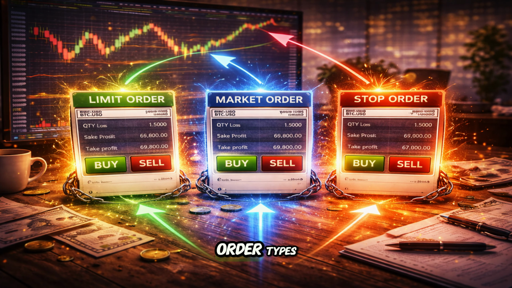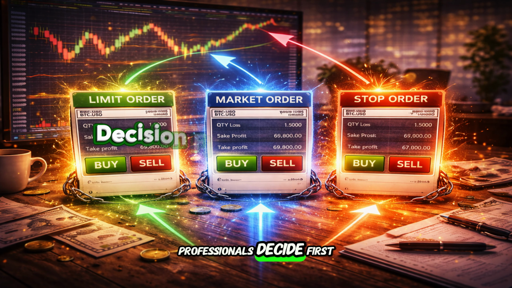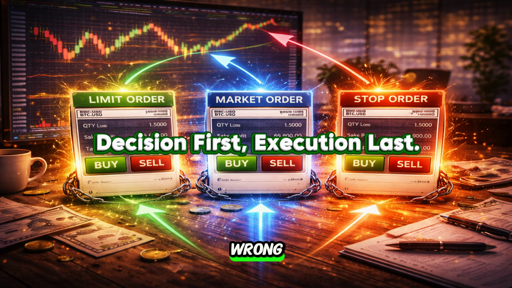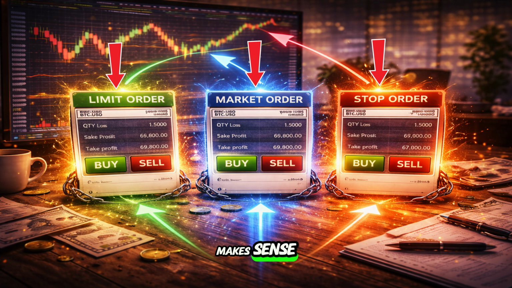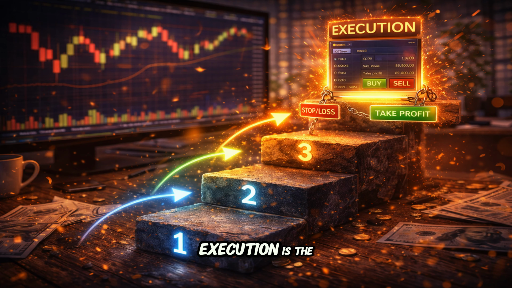Correct use of order types. Professionals decide first where they are wrong, where risk is controlled, where execution makes sense. Only then do they choose an order type. Execution is the last step, never the first.